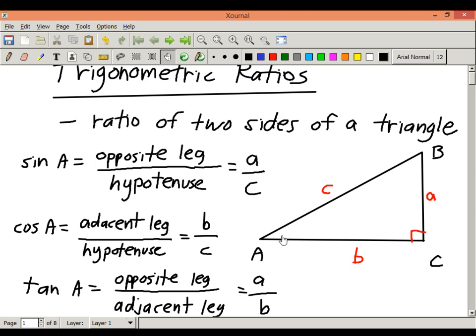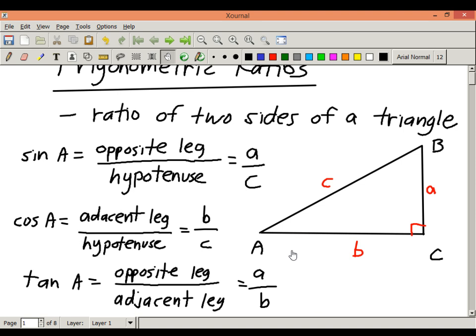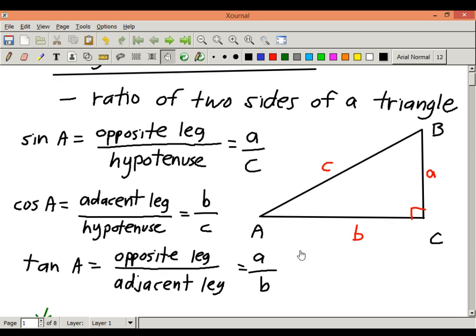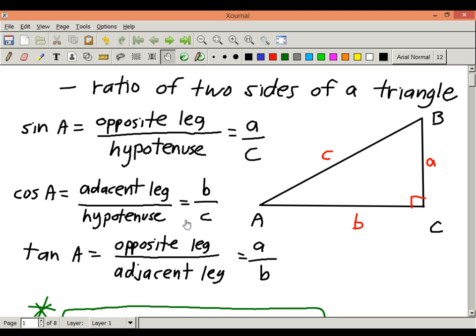So the sine of angle A is defined to be the opposite leg divided by the hypotenuse. So in this triangle, that's small a over small c. And we're going to do some calculations with that quickly. The cosine of angle A is defined to be the adjacent leg divided by the hypotenuse. So if you're right here on angle A, the adjacent leg is B, and the hypotenuse is C. So B divided by C is the cosine of this angle.